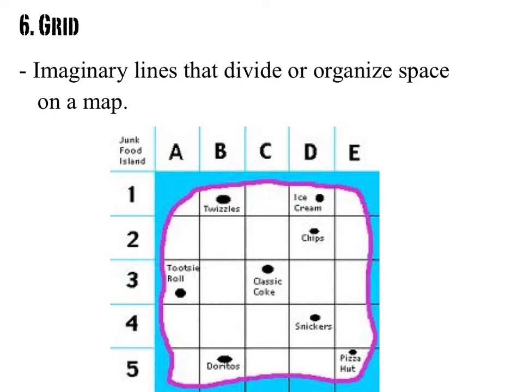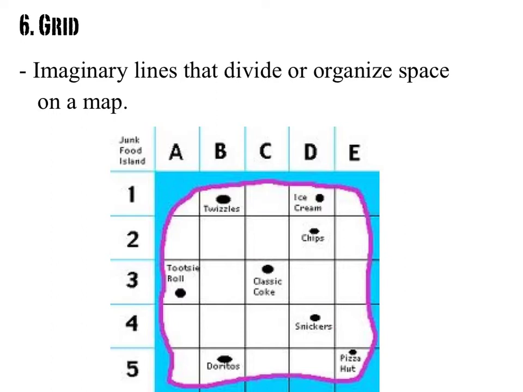If you're, say, looking for a specific city, you can look in the index of your map, of your atlas, and it'll tell you what page and where on that grid you need to look. For instance, if you were going to try to describe the absolute location of Snickers on Junk Food Island, you would tell your friend what? If you said 4D, that's correct.